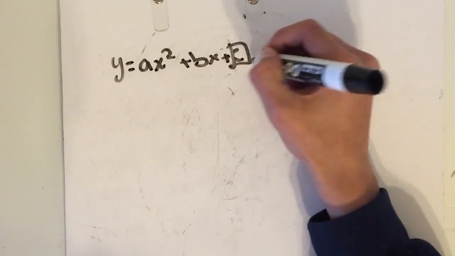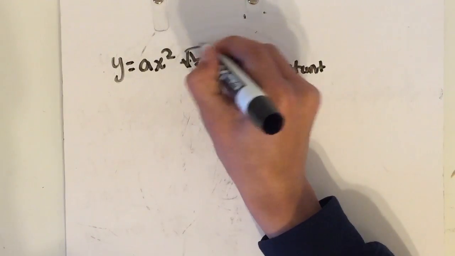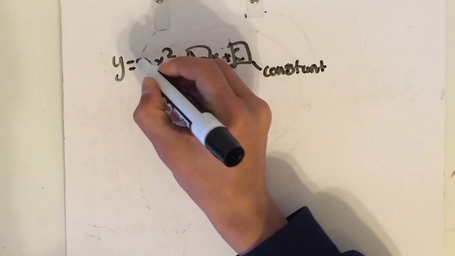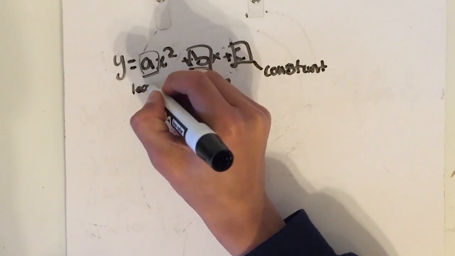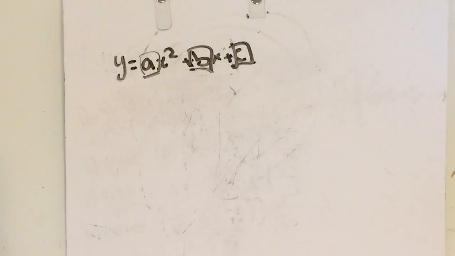The C is our constant. The B is kind of our middle term. And then the A is the lead coefficient. So there's going to be 4 things you want to know when you're graphing for standard form.